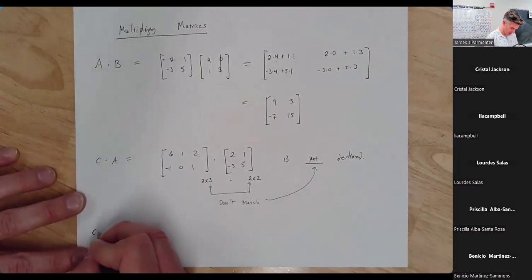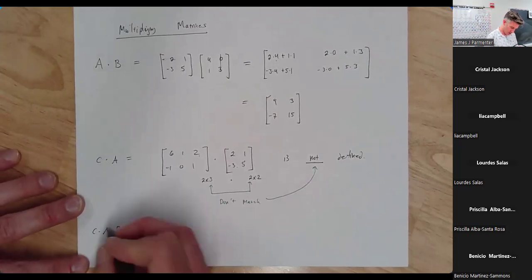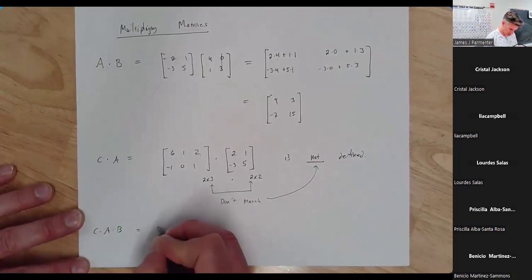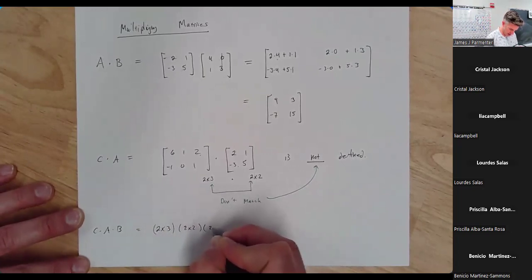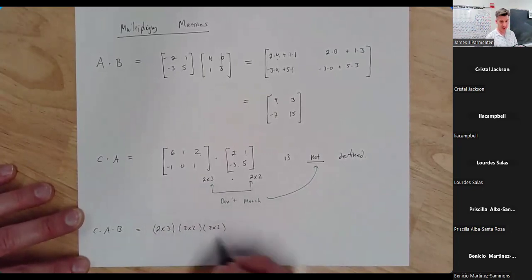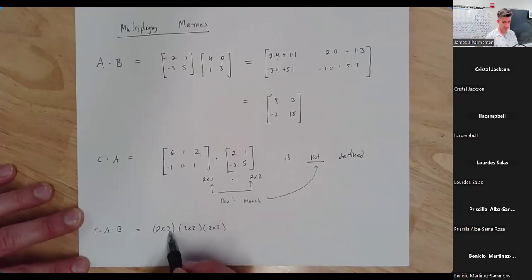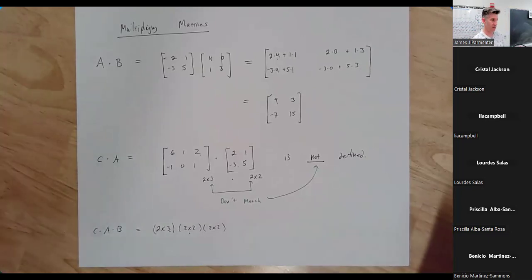If you had C times A times B, which is a 2 by 3 by a 2 by 2 by a 2 by 2, the A times B is totally fine, but A times B is going to be a 2 by 2 matrix. The 2 by 3 is still not going to be able to multiply that. So typically, once it's undefined in some way, there's no rearranging to make it defined.